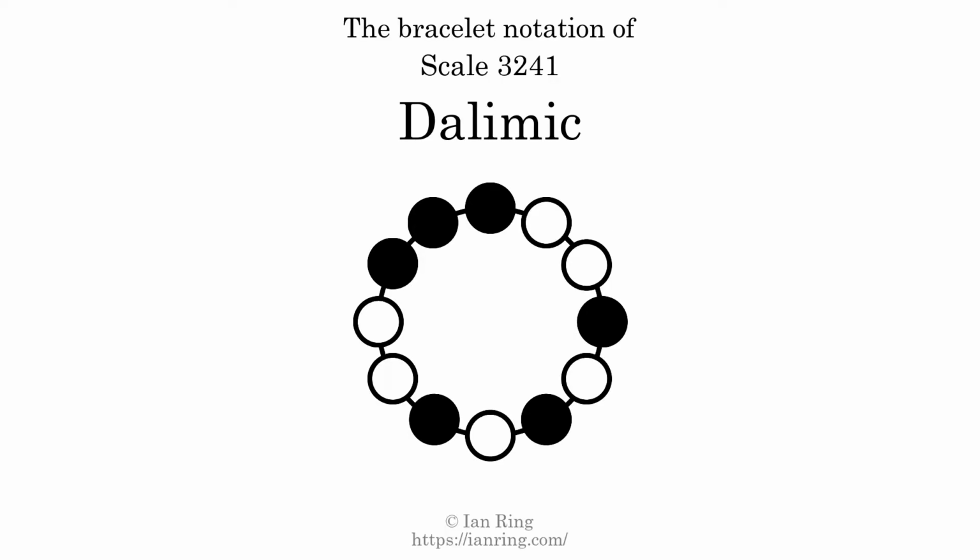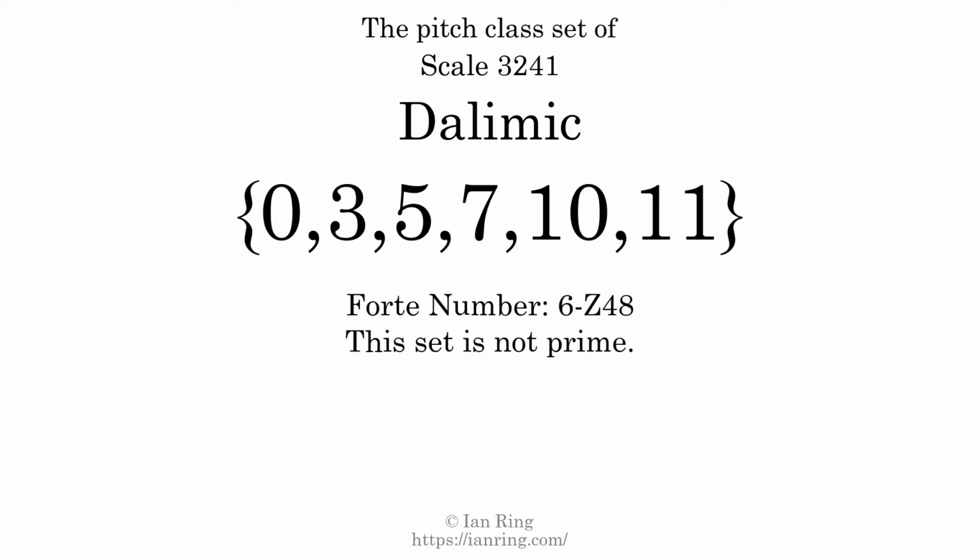This is a bracelet notation diagram of scale 3241. The shaded circles represent tones that appear in the scale, and they are read clockwise, starting at the top. The pitch class set for this scale is 0, 3, 5, 7, 10, 11.